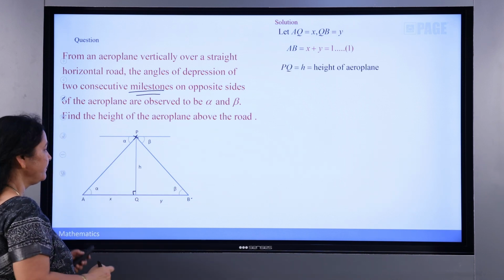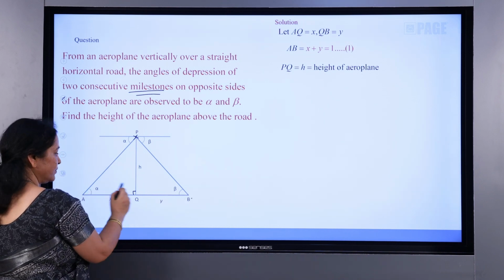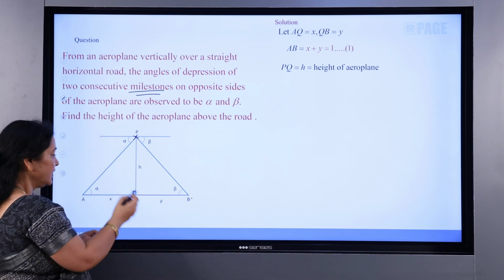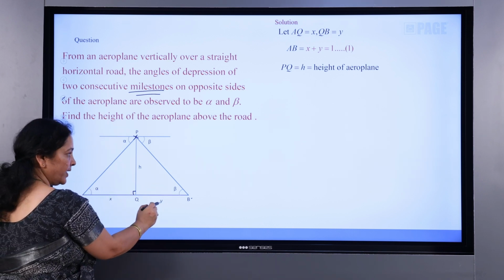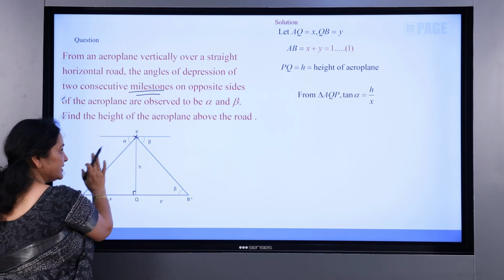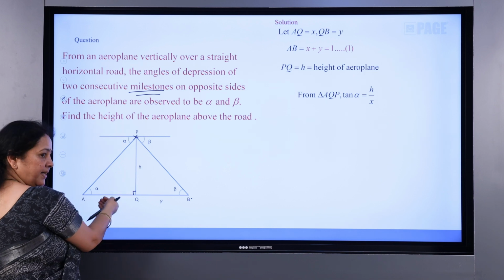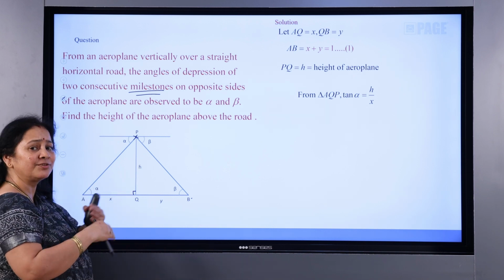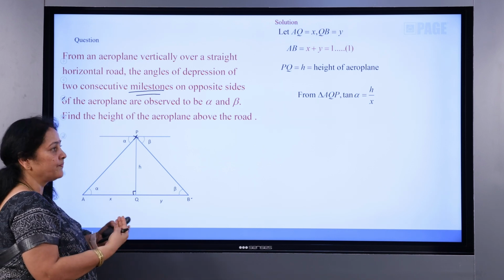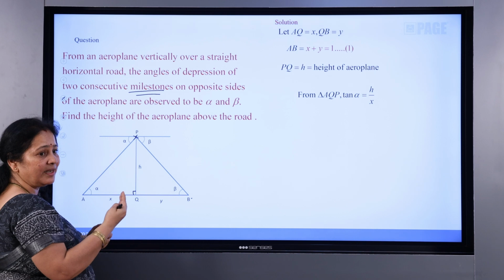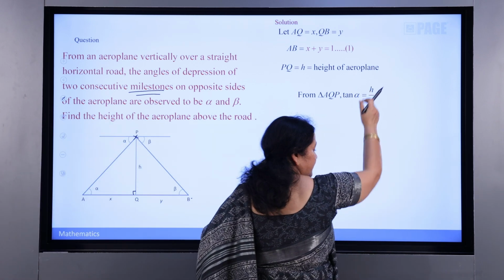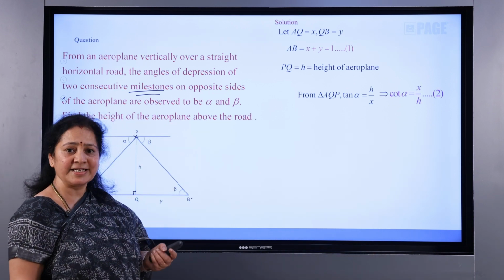So coming back to this, so what did we say? A and B are the two milestones. From P you drop a perpendicular, PQ be h, that is what we need to find out. Let AQ be x, QB be y. Now take this triangle AQB. From this triangle, tan alpha is going to be h by x. Okay. Now tan alpha reciprocal, if I have to write 1 by tan alpha, right? Or I can say cot alpha directly. Cot alpha would be the reciprocal of tan. So just flip this and write. So cot alpha is nothing but x by h.